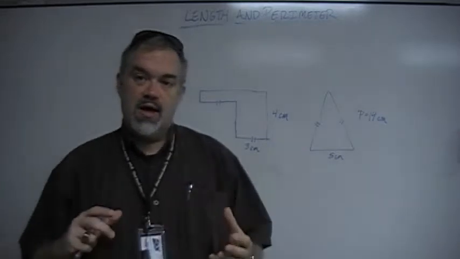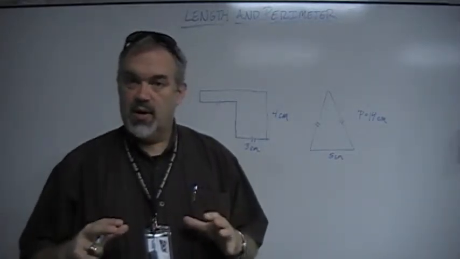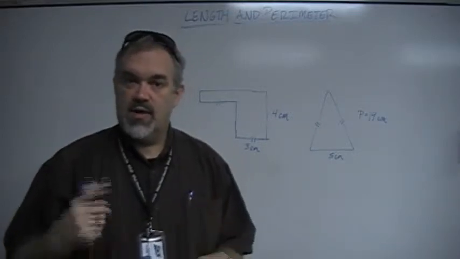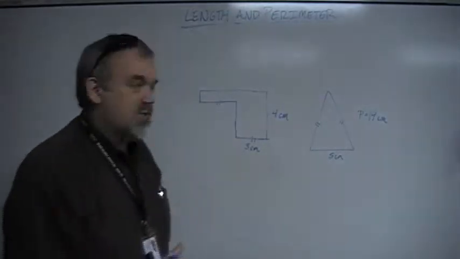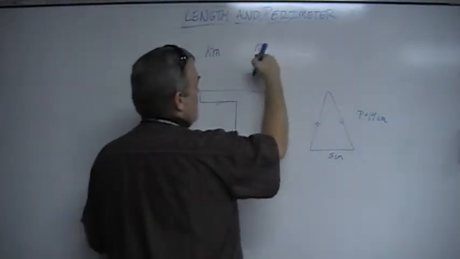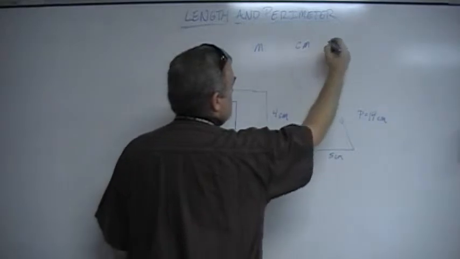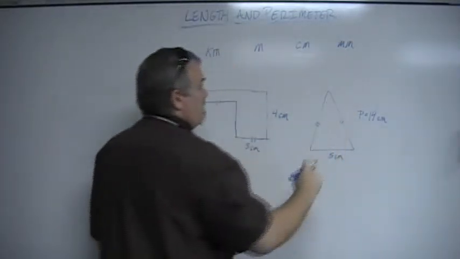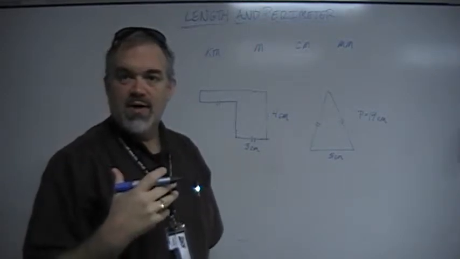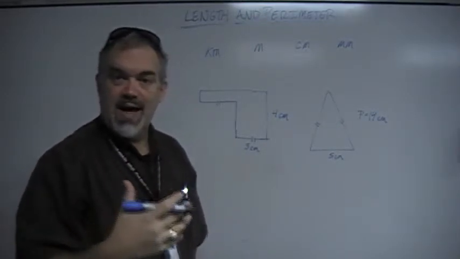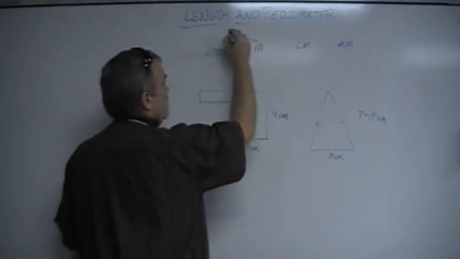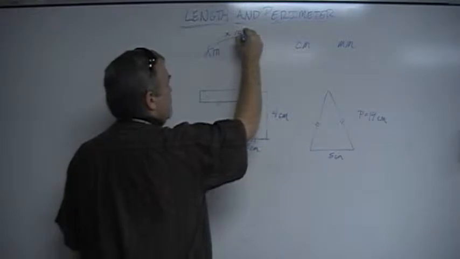Now, whenever we're talking about length and perimeter, we will often need to change the units that we're dealing with. The ones that we most commonly deal with in the metric system are kilometers, meters, centimeters, and millimeters. If we start out with kilometers and we want to turn those into meters, let's say we had, for example, 12 kilometers and we wanted to turn that into meters. There are 1,000 meters in a kilometer, so we have to multiply by 1,000.